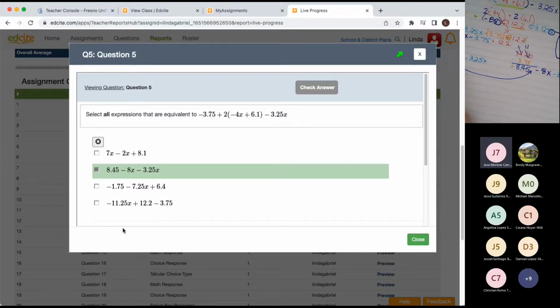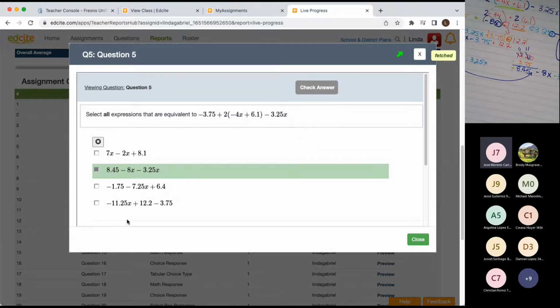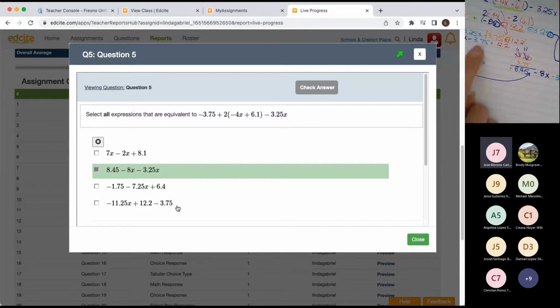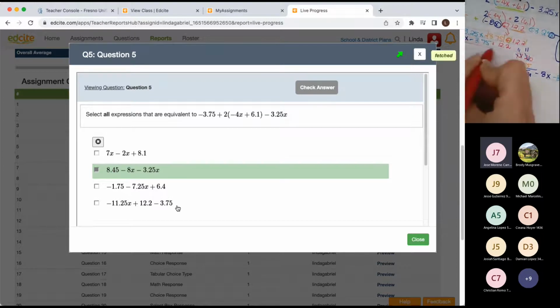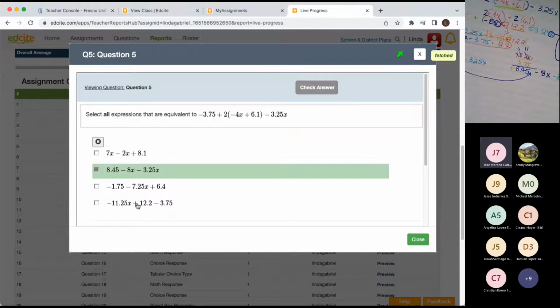Okay, my next option is negative 1.75 minus 7.25x plus 6.4. If I have negative 7.25x, but over here, my answer for the term with the variable is negative 11.25x. That is my total with the x. So that won't work out, right? Because I have more than 7.25 times x. I have negative 11.25x, so this does match this variable here. Then I have plus 12.2, which is right here. And then I have minus 3.75, which is right here. So this is also an equivalent expression. So there's these two.